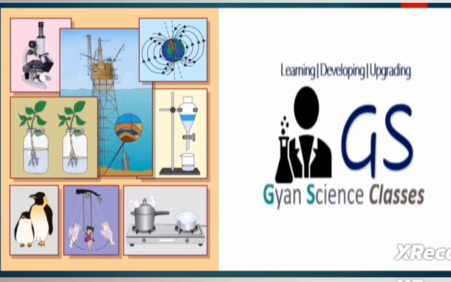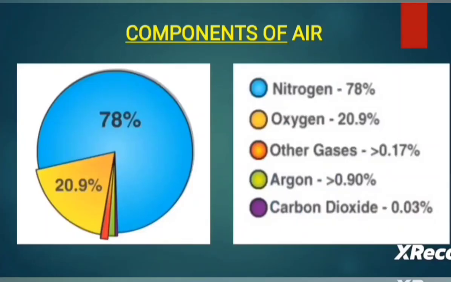As we know, many gases are present in air. For example, nitrogen, which is 78%, oxygen, which is 20.9%, carbon dioxide, which is 0.03%, and also other gases. And all these gases are useful in different fields.